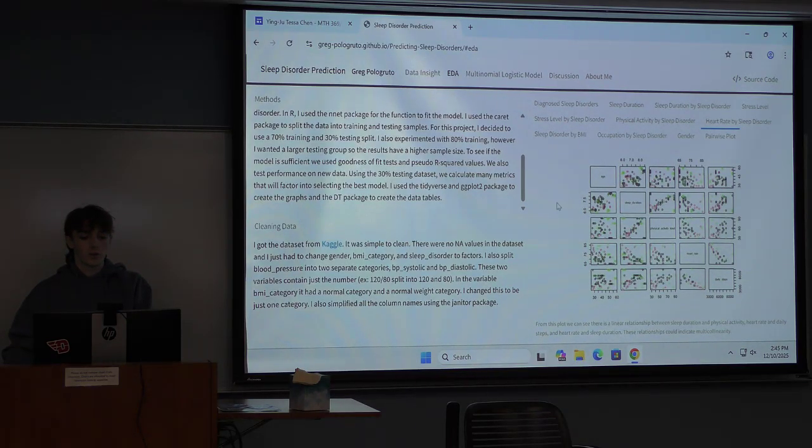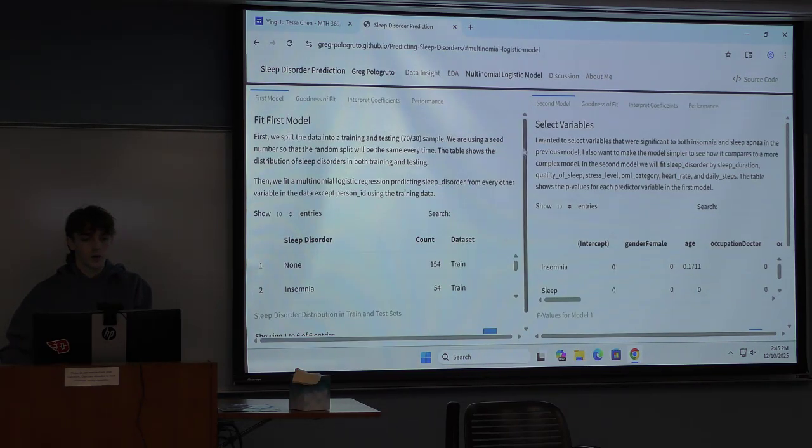And then to clean the data, it's very simple. There's no NA values. I changed some variables into factors, and I also split blood pressure into the 2 different numbers. So between 120/80, I split it into 120 and 80.